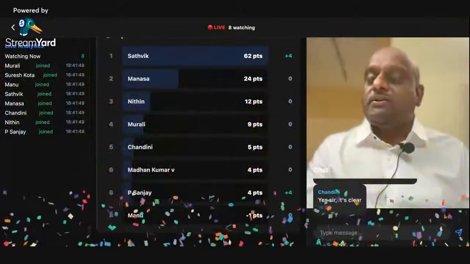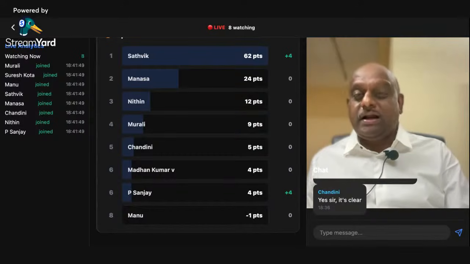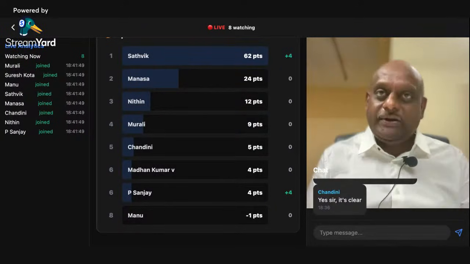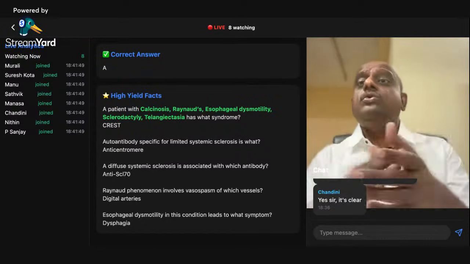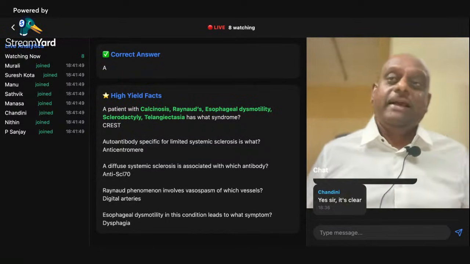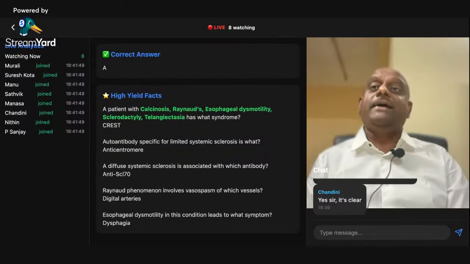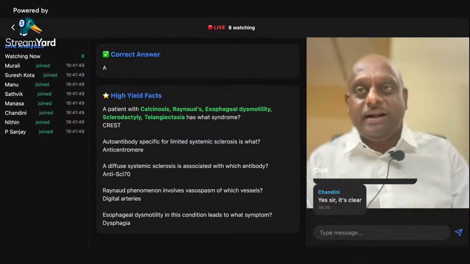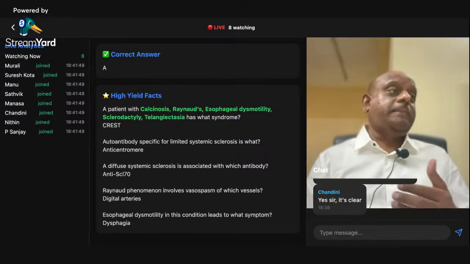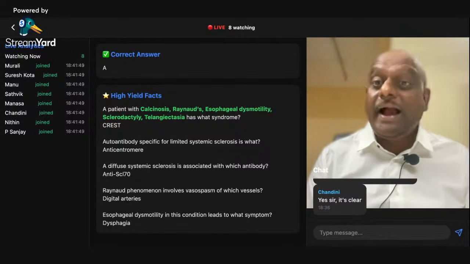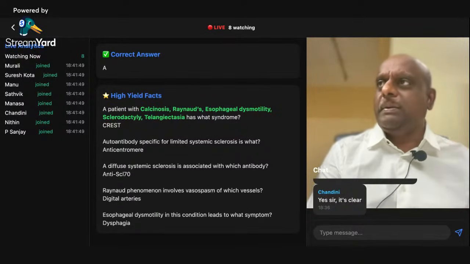Very good. Satvik is right. Sanjay also gained 4 points. It is the CREST syndrome which you need to classically remember for tomorrow's NEET PG. Calcinosis, Raynaud's phenomena, esophageal dysmotility, sclerodactyly, telangiectasia is the CREST. Anti-centromere antibody positive, right? And there is esophageal dysmotility. That's the reason the patient can present with dysphagia. Anti-Scl-70 antibodies will be positive in diffuse scleroderma, is what you should remember.